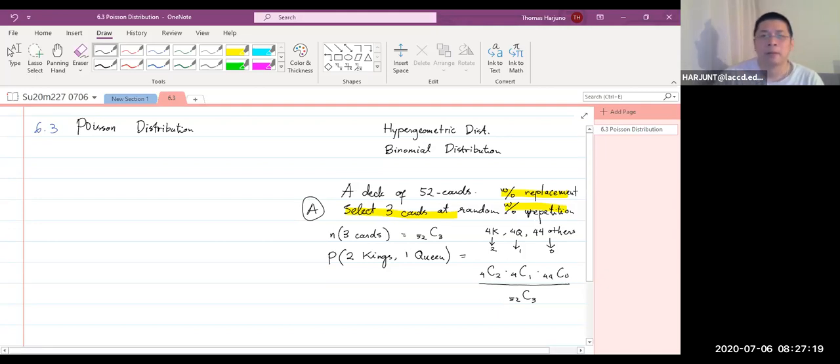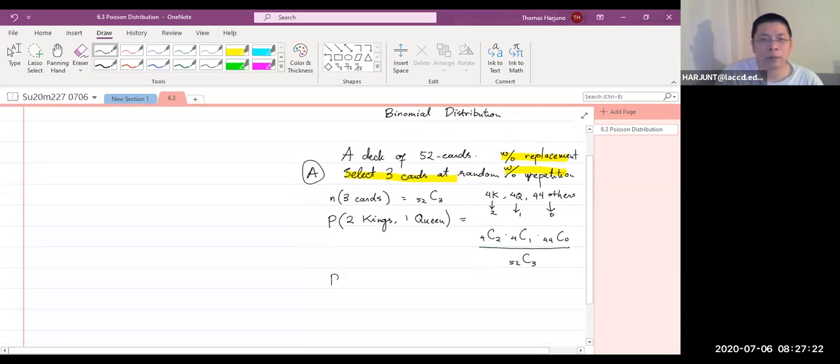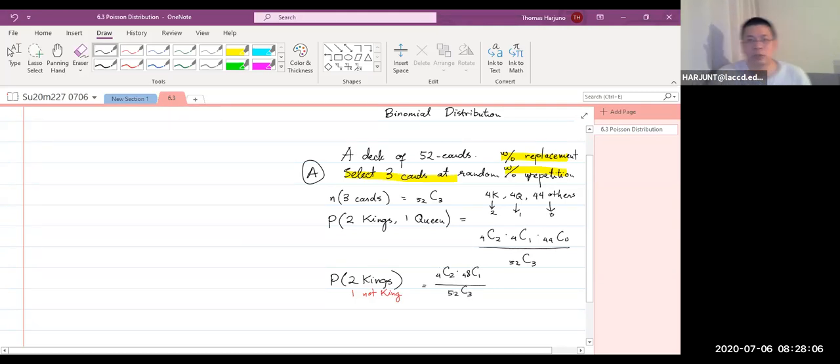Now, suppose I change the question to find the probability of getting 2 kings. Remember, we still select 3 cards, right? So when I say get 2 kings, it means the other one is not a king. It doesn't matter if it's queen or ace or anything else, as long as it's not king. Then the probability will be: of the 4 kings, you need 2 of them, and of the other 48 cards, you need 1 of them, over 52 combination 3. Now this is without replacement.